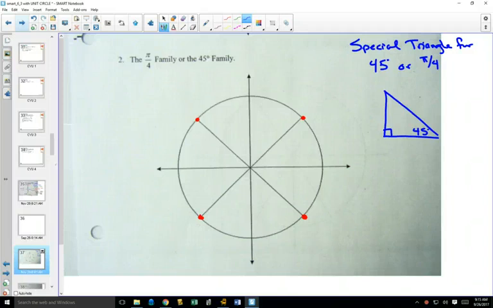If I do that, what's the other angle? 45 again. What's special about that triangle? It's a right angle triangle, and what else is it? What other kind of triangle is it? Not equilateral, because not all the sides are the same. It's an isosceles triangle. What are the properties of an isosceles triangle? You have those two angles the same, and two sides are the same. So we know that this side and this side are the same.